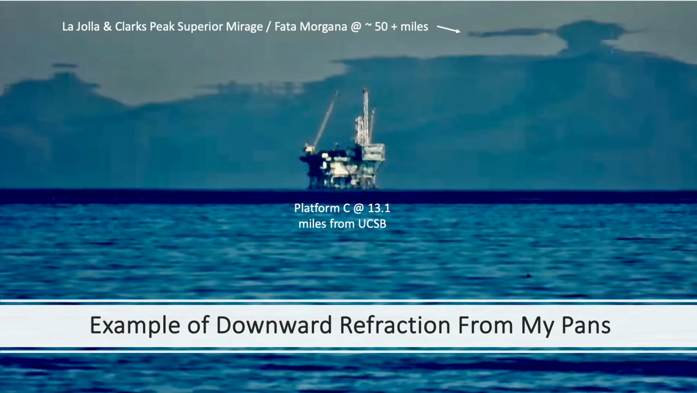And here's another good example of downward refraction. In this case, it's a superior mirage or fata morgana above Clark's Peak. That's about 55 miles. The peak in front's about 50 miles. That's La Jolla Peak. And then Platform C right there at 13.1 miles. But these effects are typically limited to the background only.